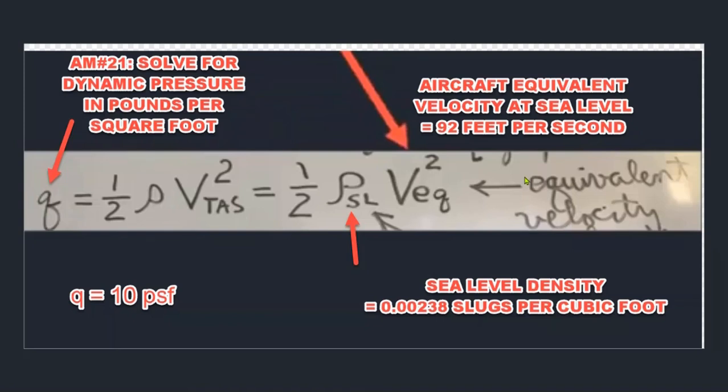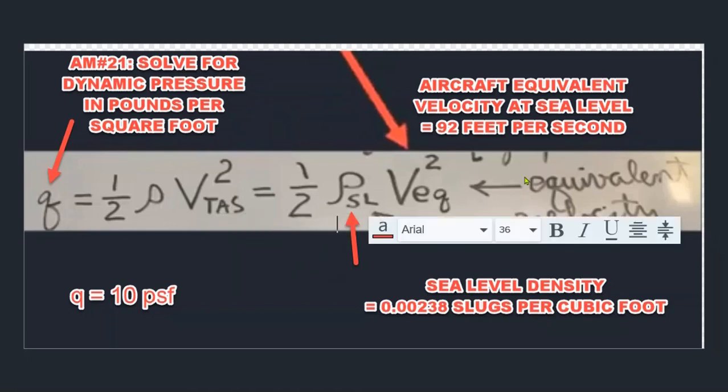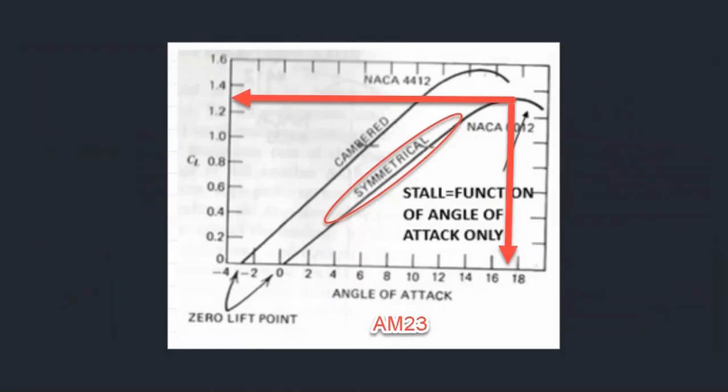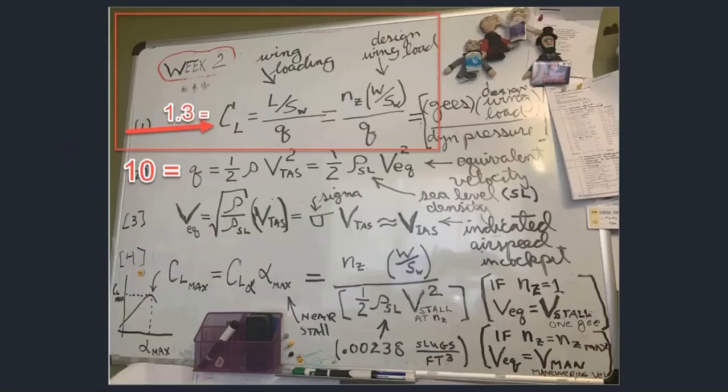So AM23 asks us for the wing loading at landing. Well, we know that from 21 that dynamic pressure is 10 psf. The dynamic pressure here is Q, and that's 10. And we know next from AM22 that the C sub L is about 1.3, which you can see from here at stall at 1G flight.